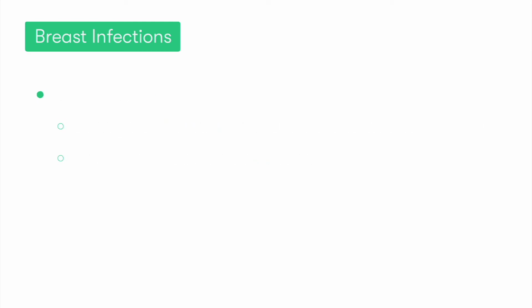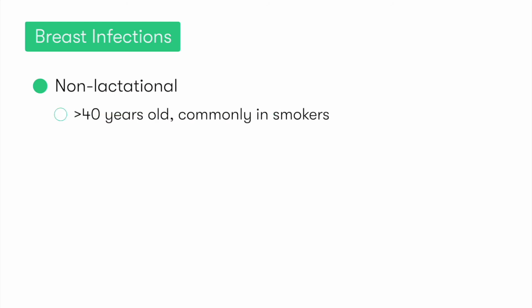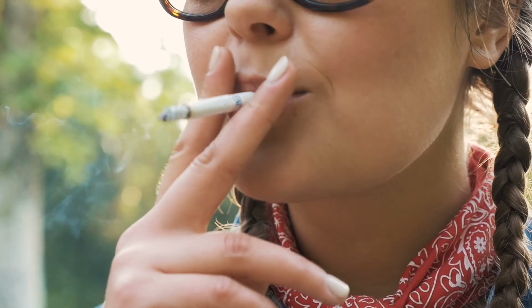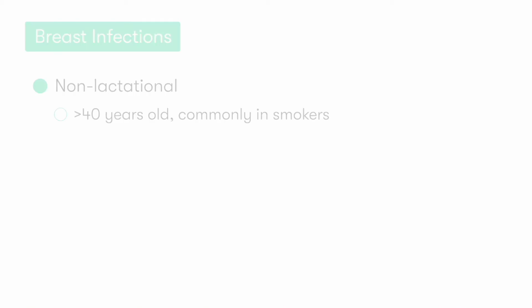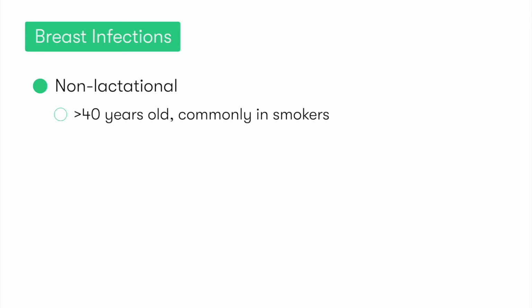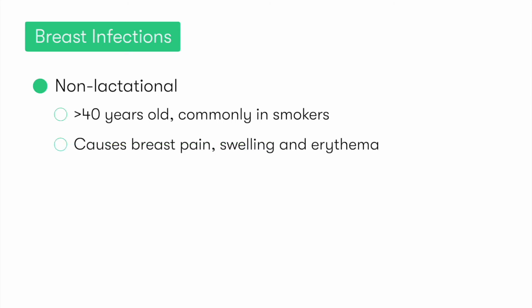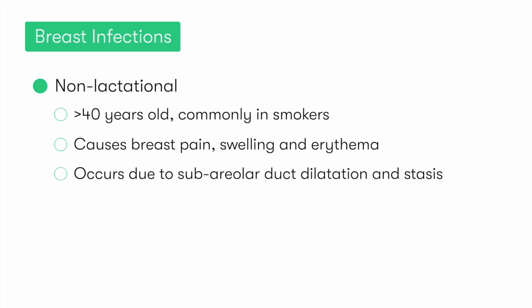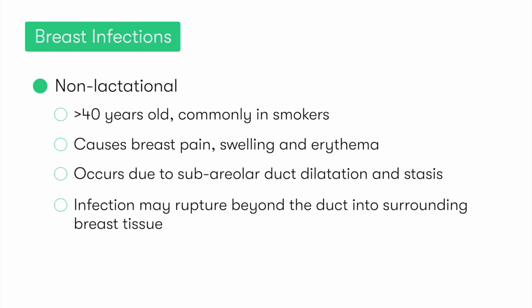Non-lactational breast infections typically affect patients who are age 40 or older, and it's more common in individuals who smoke. The presenting symptoms will be the same as those with lactational infections, so namely breast pain, swelling, and erythema. The breast infection occurs as a result of dilatation of the subareolar ducts, resulting in stasis of the secretions and the onset of bacterial overgrowth and infection. And this infection may rupture into the surrounding tissue and result in a more diffuse inflammation of the breast.